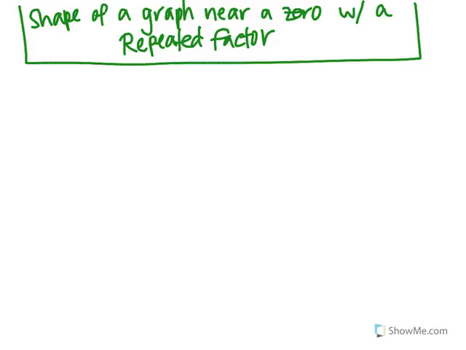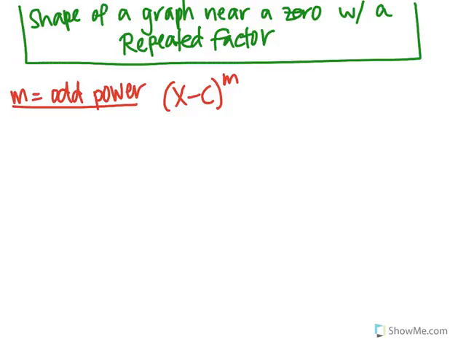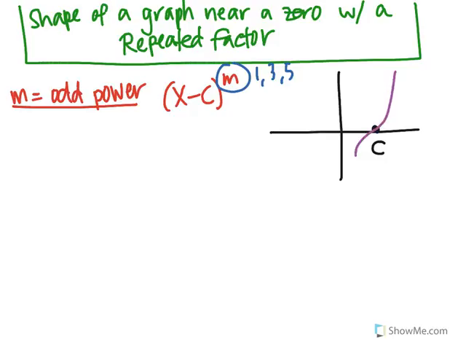So we're going to summarize our findings that we just came up with. So we're going to talk about the shape of a graph near a 0 with a repeated factor. So starting off, we're going to talk about if it's an odd power. Alright, so if m, which is our exponent right here, is an odd power, meaning 1, 3, 5, 7, or so on, what's going to happen is our graph will slice through at +c, because +c is what will make that 0. And if it's 3, 5, 7, it will either bend like that, or let's say this is C, it can bend this way.